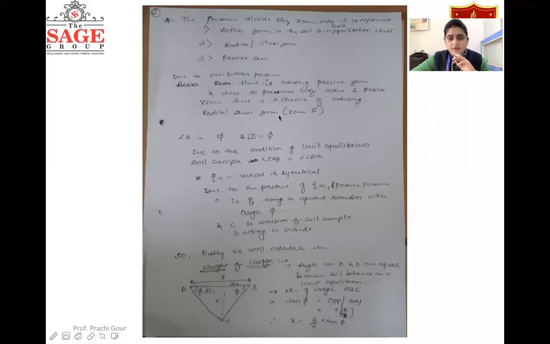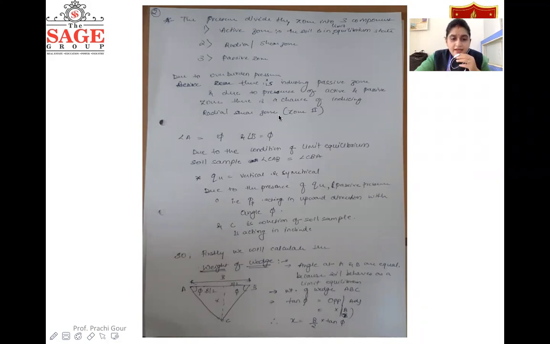So what happens when the pressure or the load is applied on the soil? Generally the failure mode occurs. The radial shear zone has a chance to get induced because pressure comes from both sides. The passive zone is the failure zone where bulging can occur, so pressure comes from there, and one pressure also comes from the active zone. Due to that, there is a chance of inducing a shear zone, that is zone number two.